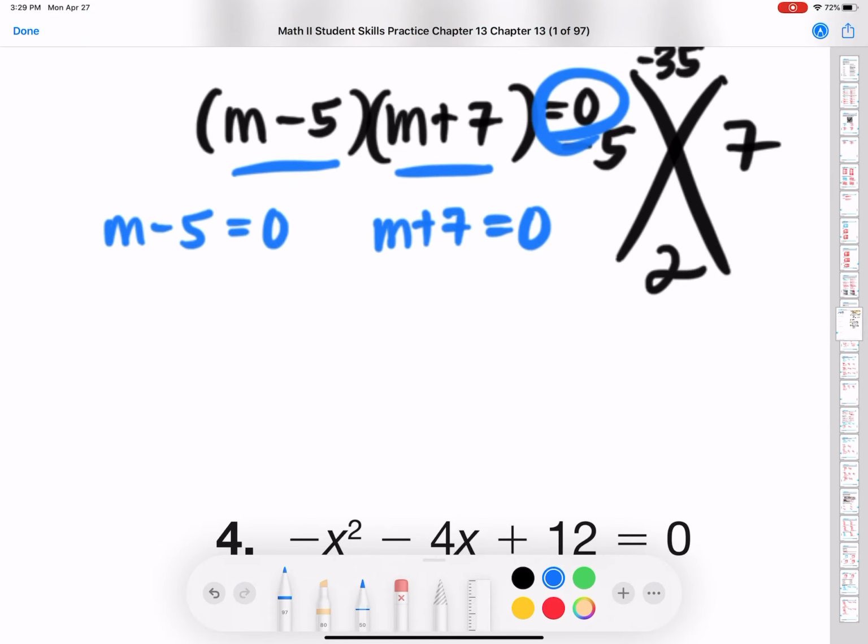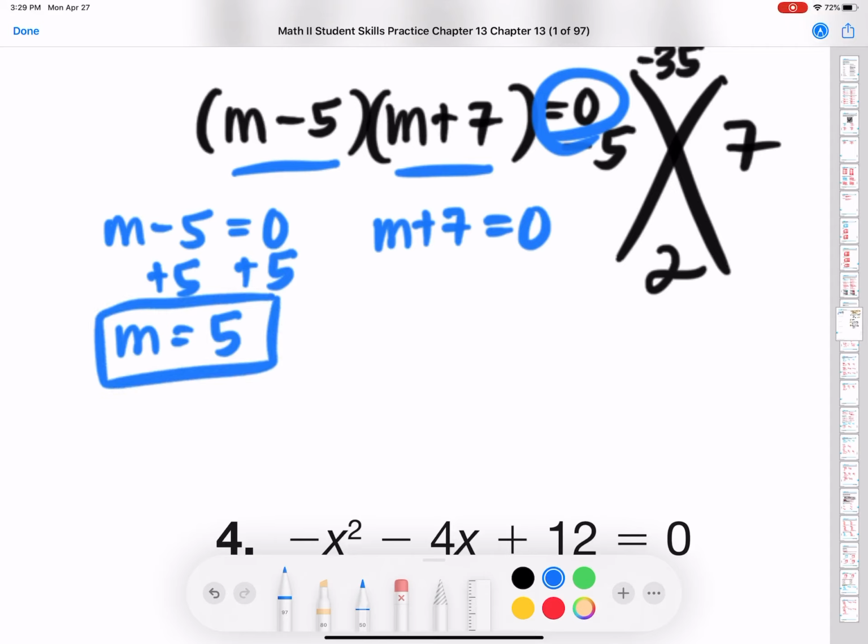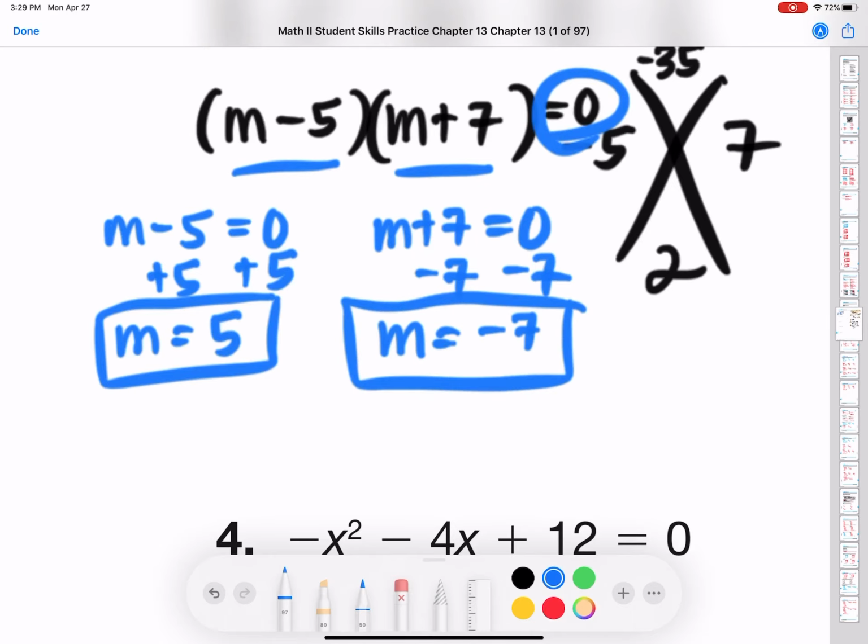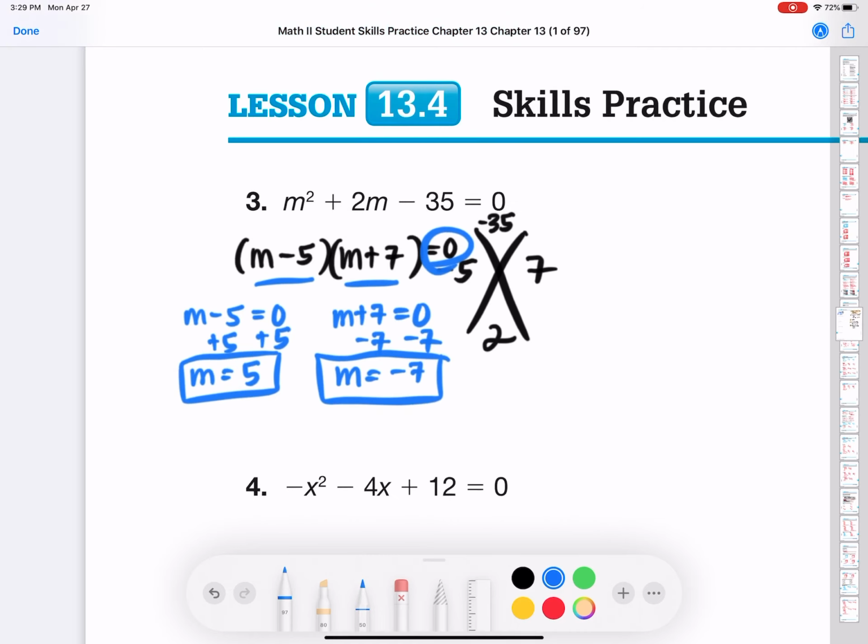So for the first one, I'm going to do plus 5 on both sides. So I have m equals 5. That's one solution. The next one is minus 7, so I have m equals negative 7. That's my second answer. So that's it. My answers are 5 and negative 7.